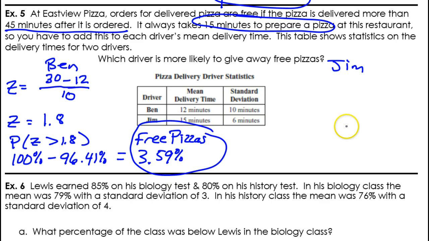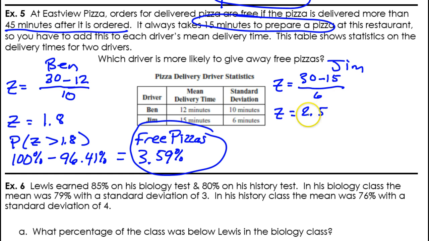Okay? Now let's see how Jim does in the same kind of calculation. So Jim's z-score, we still want to know about 30 minutes because that's when they start being free. But his average is 15 minutes and his standard deviation is 6. Okay, can you calculate that out for me? 2.5 exactly.